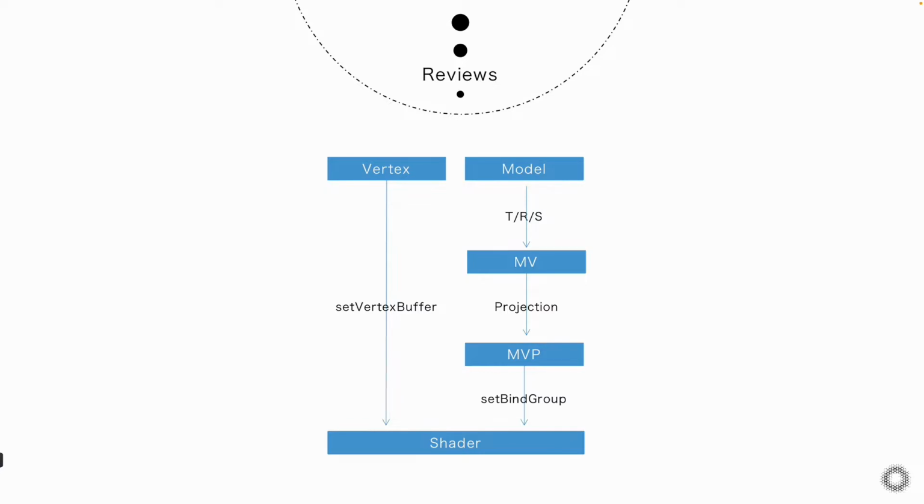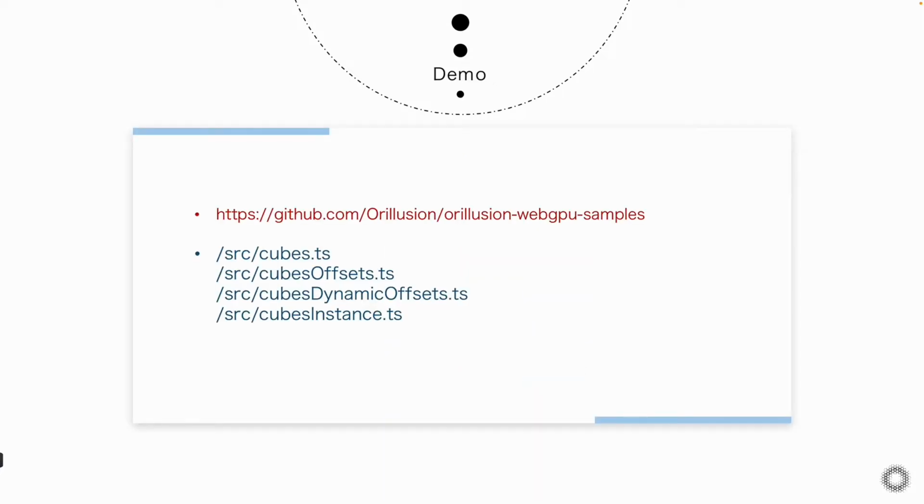So except for the MVP matrix, we combine the data resources such as color, texture, and configuration into groups. And then by setting a different bind group, we control the data switching between multiple objects. So let's practice now. We will learn 4 different ways to bind resources. And the demo will be placed in our GitHub repo.